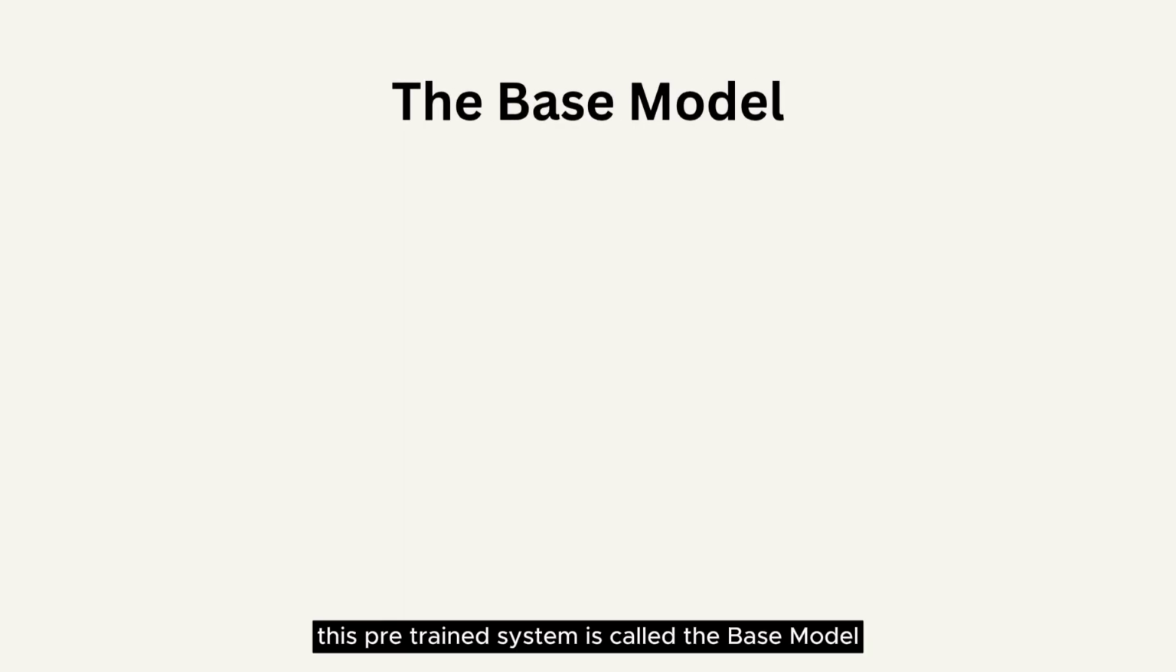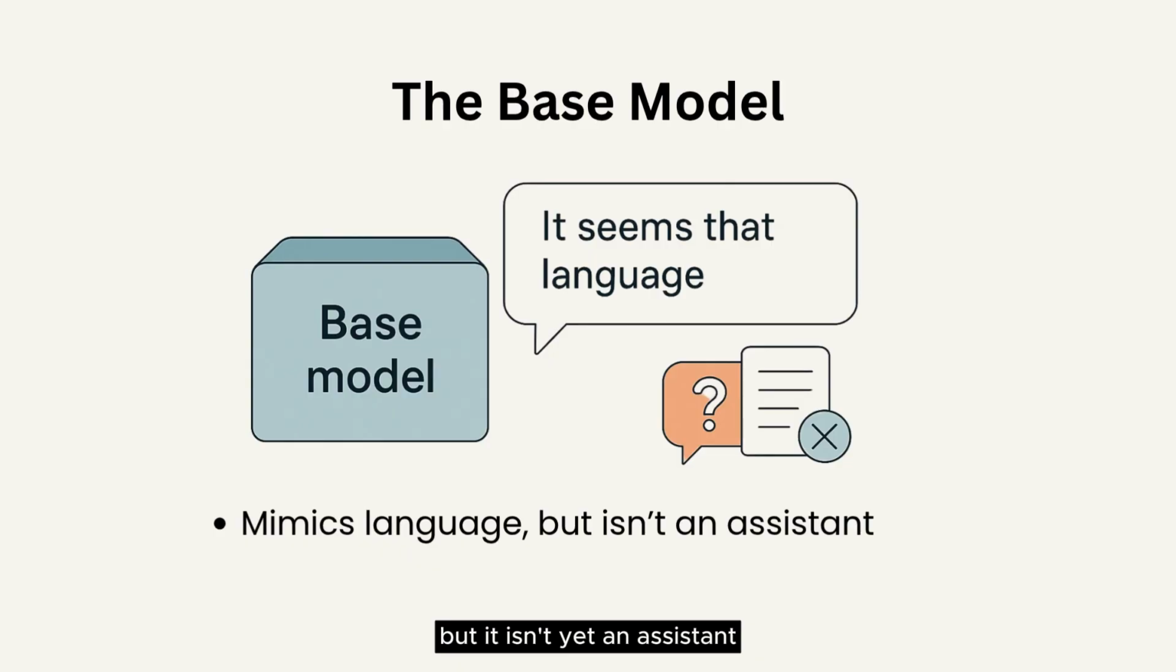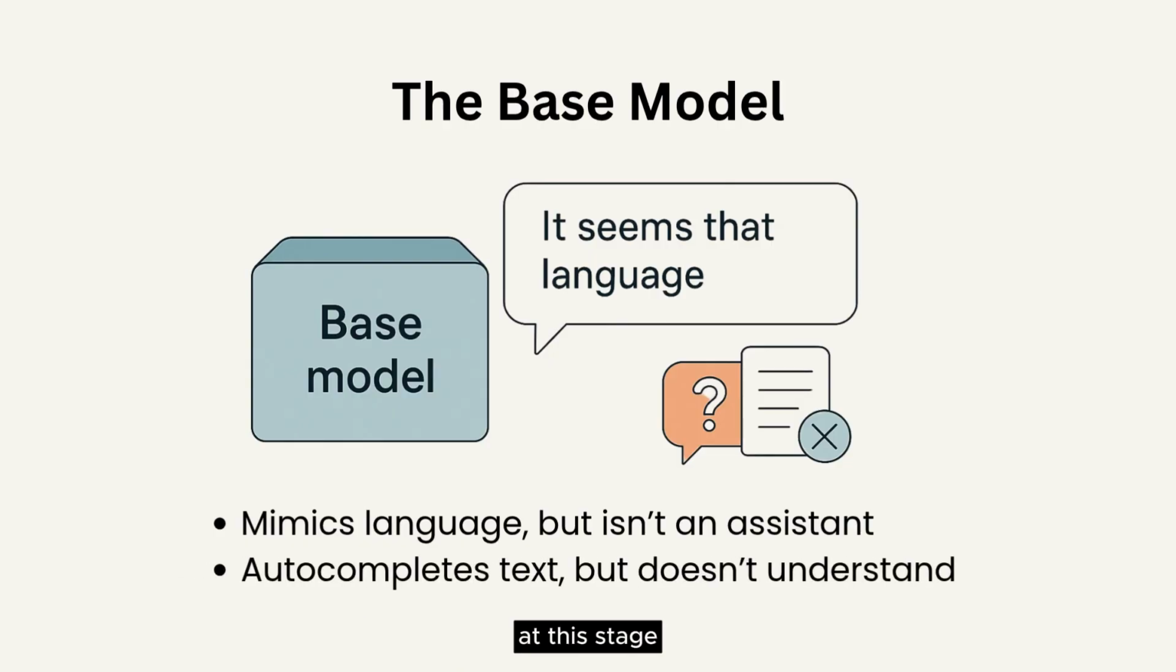This pre-trained system is called the base model. It's excellent at mimicking language, but it isn't yet an assistant. It doesn't understand your intent, and it doesn't know how to help. At this stage, it's simply auto-completing text statistically based on what it has learned.